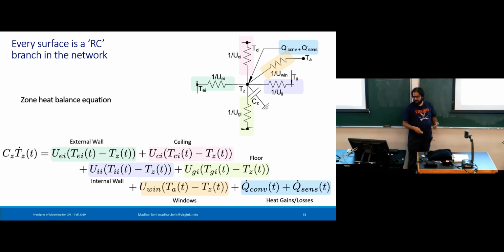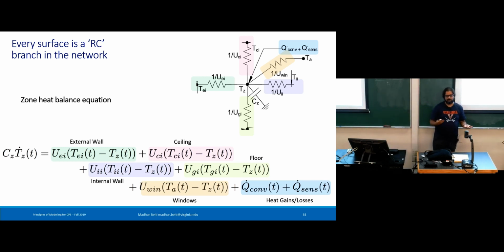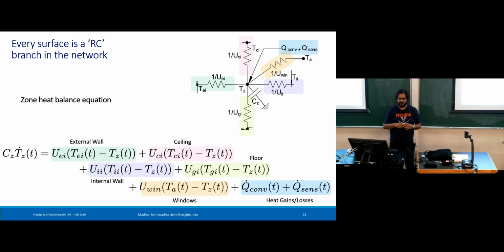Okay, so together, when you put all these pieces together, you can describe the temperature evolution of a zone, which is what our goal was, using very simple principles of physics. And that's the take-home message of the first module, how we can use physics to model things.